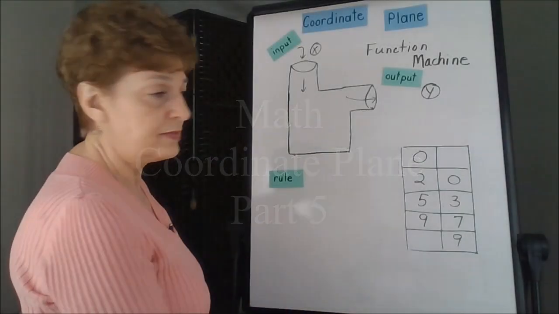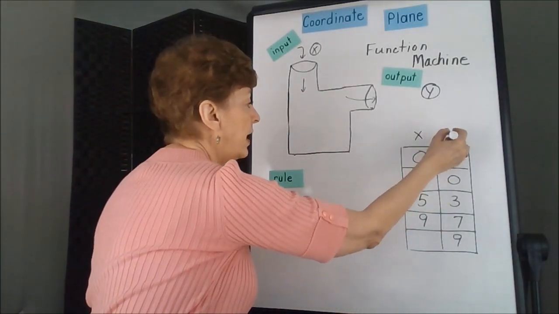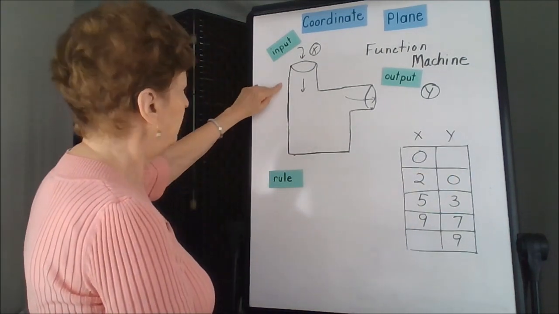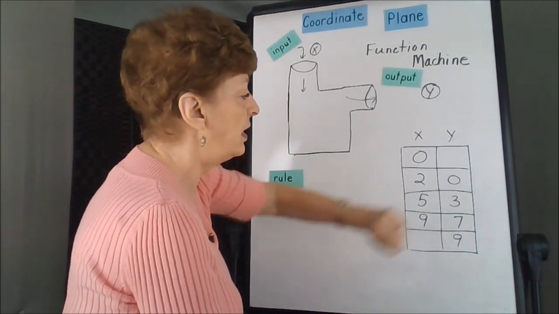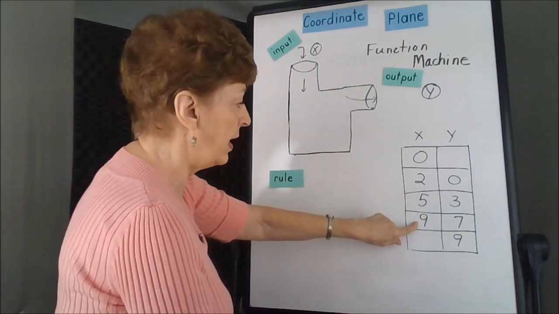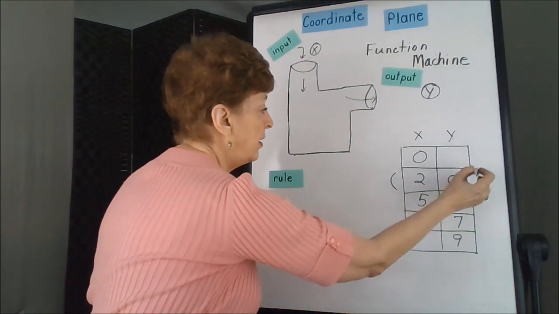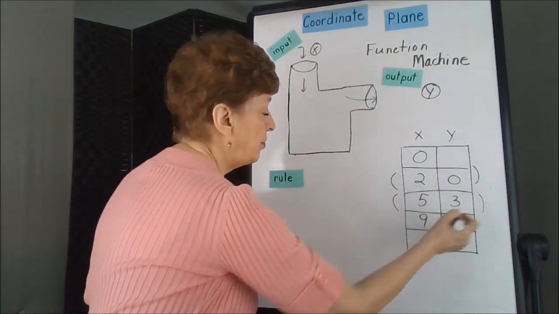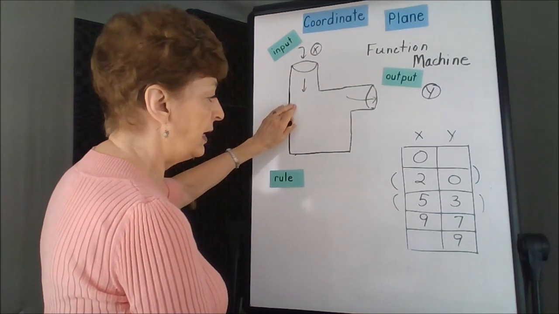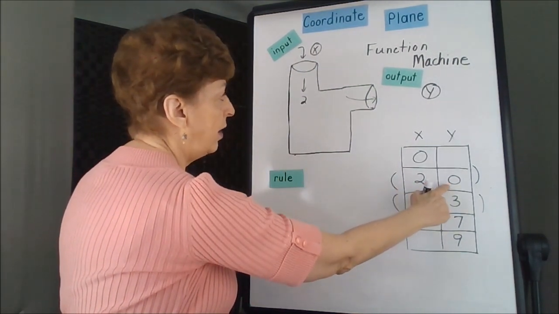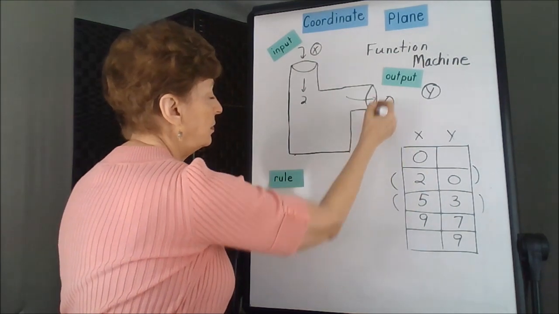Let's take a look at this set of data. This is our x and our y for our function machine. We don't have any information here, so let's go to parts that have numbers in it already. So this coordinate pair here, 2 and 0. Here we have a 5 and a 3. If we put in a 2, it tells us that our output is 0.